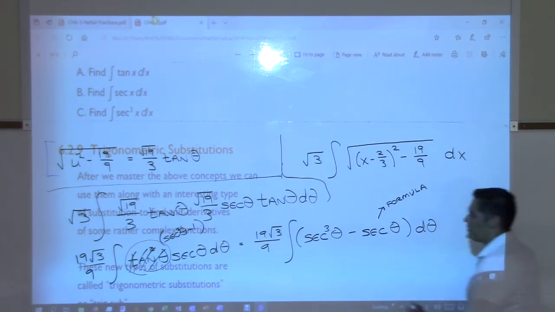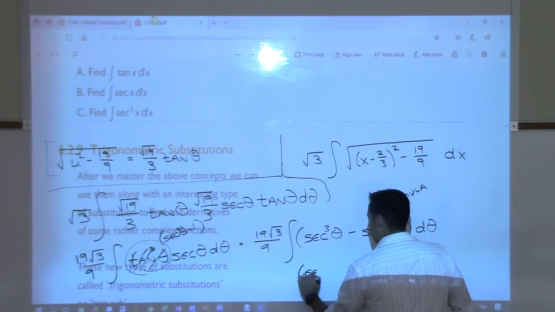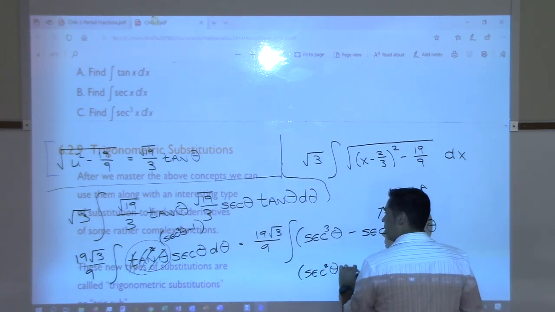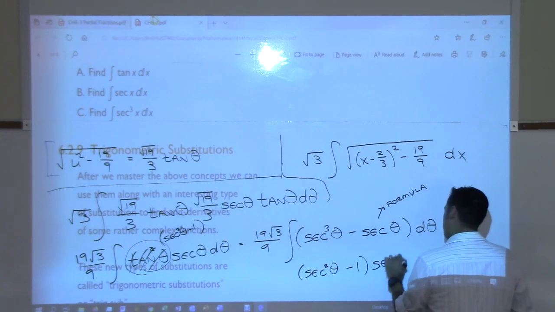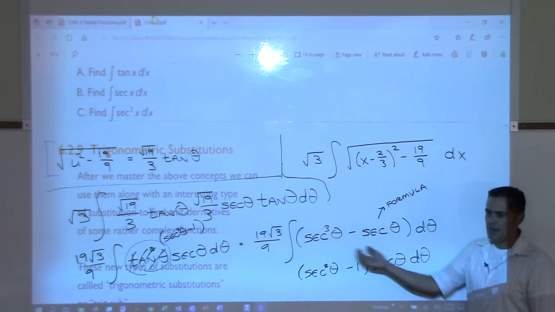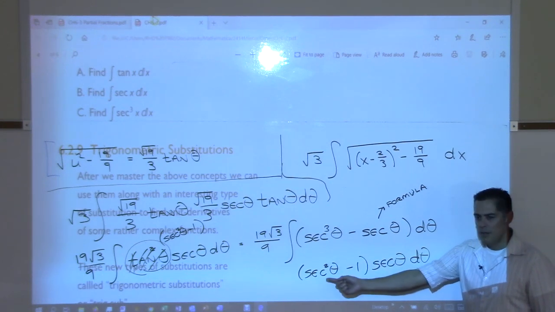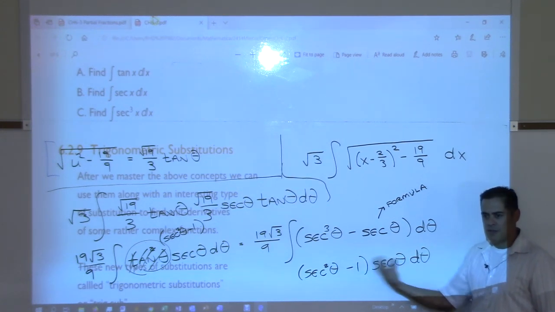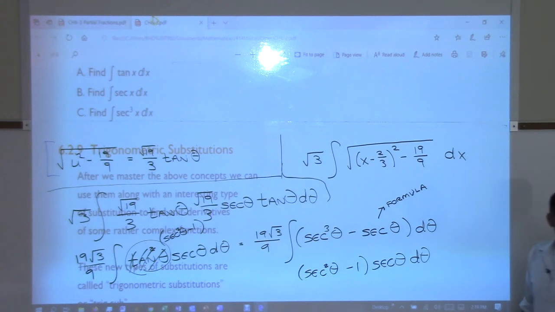Well, that's where we came from, right? We had this initially, and then we had the secant out here. The reason you can't do anything with this is because if you let u be secant, that's not the derivative. And if you let u be secant here, that's not the derivative. So I don't think there's any way around this. We've got ugliness here, pure ugliness.